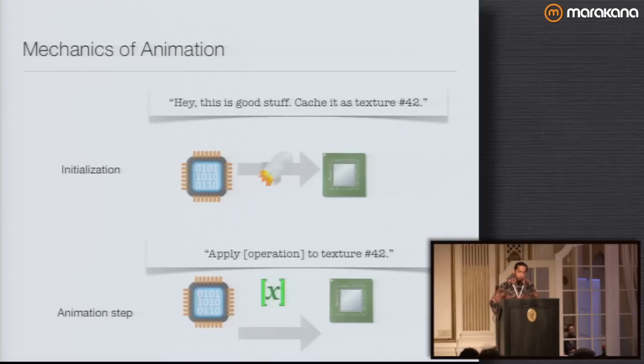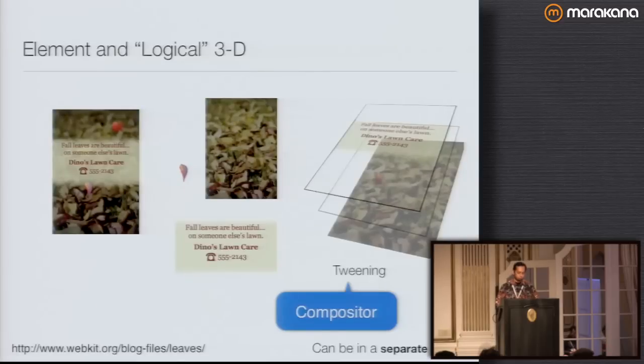And for animation, this is wonderful because the way animation works, there are two steps. First is the initialization. So you just say, hey, I want to animate this element. Please put it in the GPU. And then the animation step happens. This happens for every frame, where you manipulate that element while it already resides in the GPU.